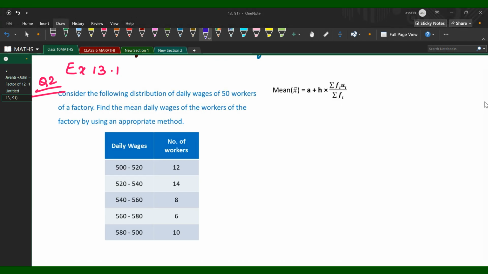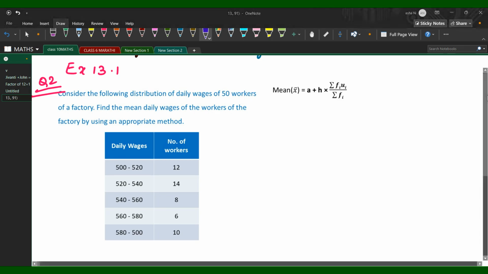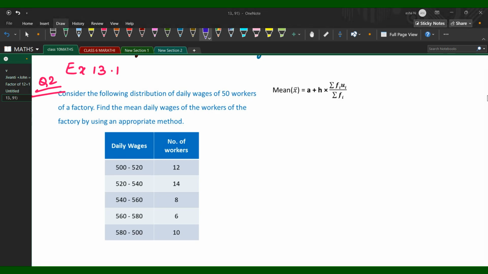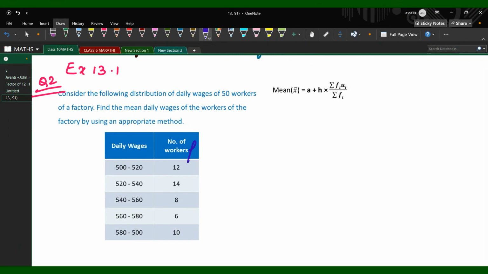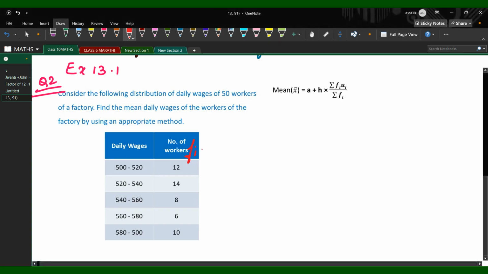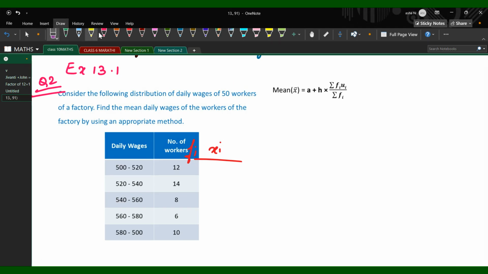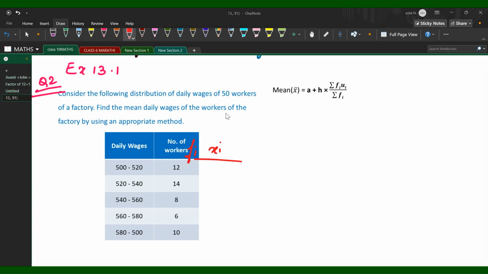Now we need to create a table wherein we have to find fiui. In the denominator, the sum of fi, we know how to find it. Daily wages is there, and frequency will become fi. So the denominator we are quite aware of. Then we will make class marks, which is xi, and we know how to make that now.